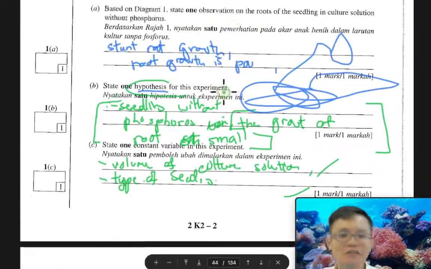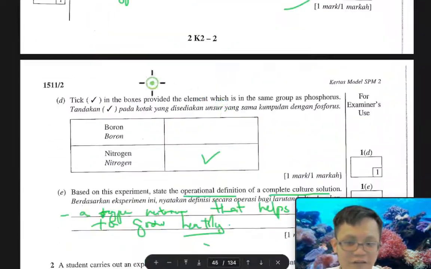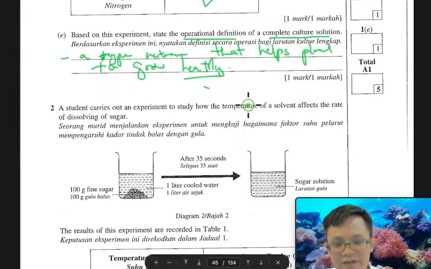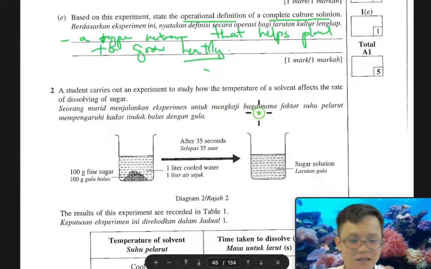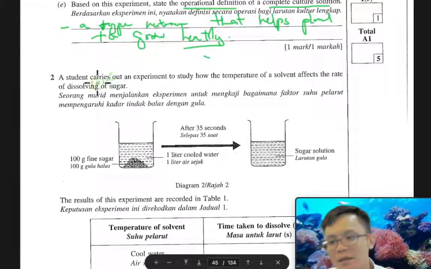But of course, when you do a very complex experiment, not this simple one, there are a lot of things they can ask. Of course they won't ask all these simple questions.